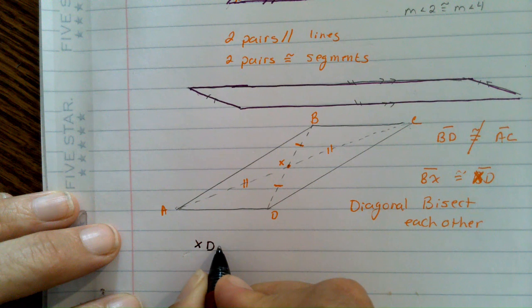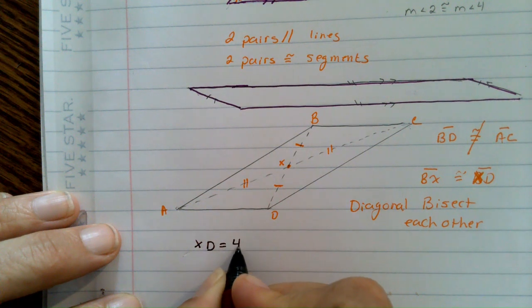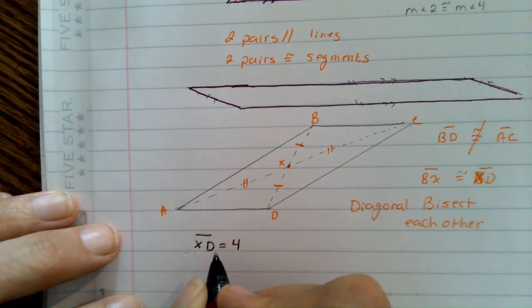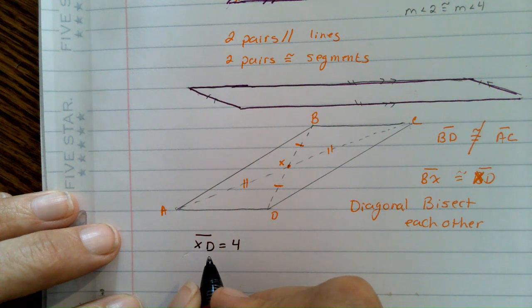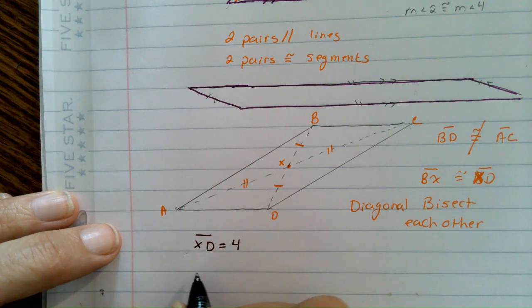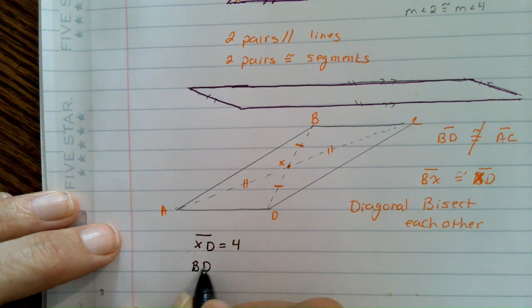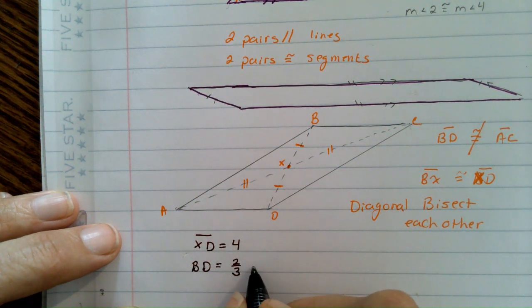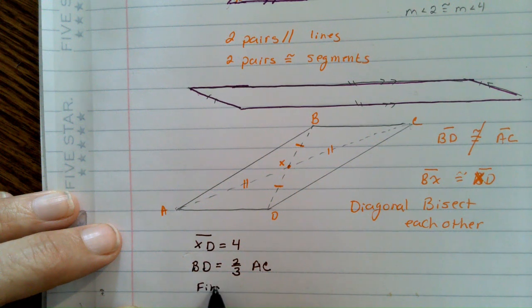So if XD equals 4 units, and BD is 2/3 of AC, could you find AX?